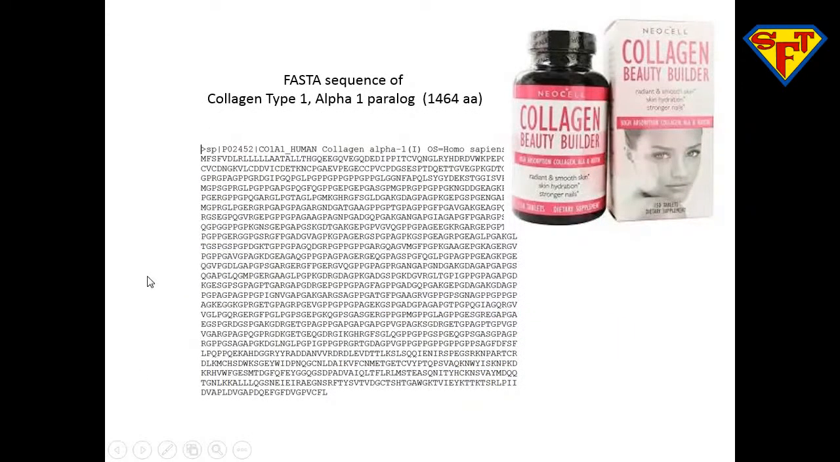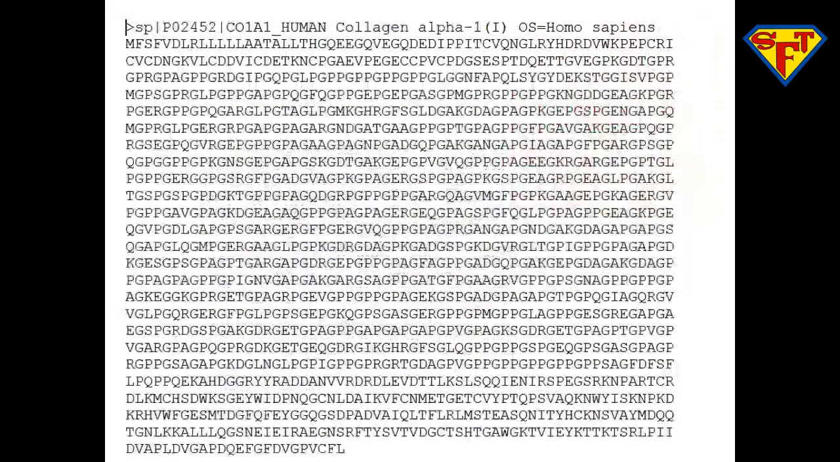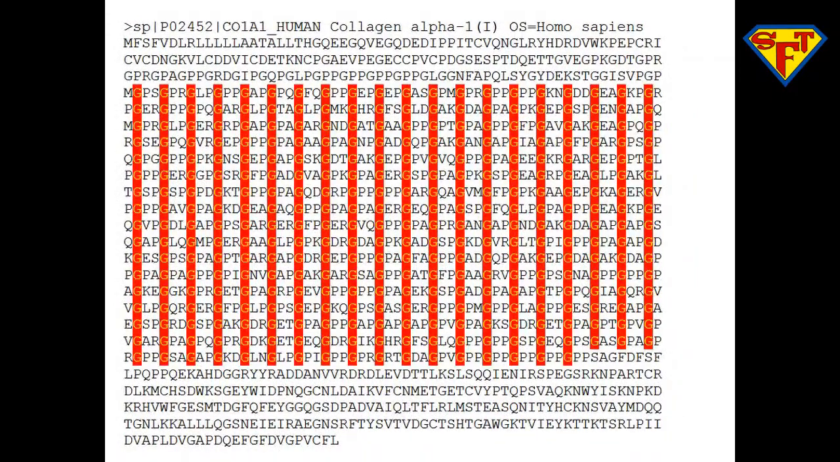So this is the spelling. Can you see it? The fonts may be a little small. This is the spelling of the collagen 1 alpha 1 paralog in humans. And it's 1,464 amino acids long. Now, there is a subtle, do you see a pattern there? I'm going to expand it. Do you see a pattern? You'll see it there. Yes.